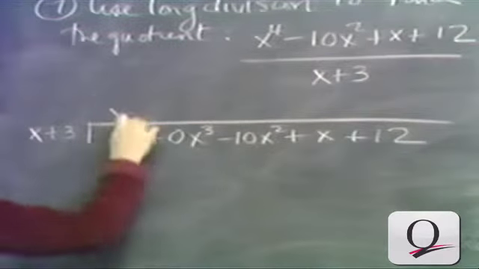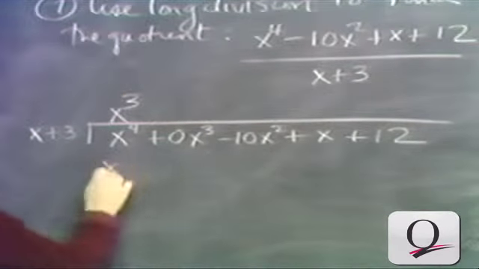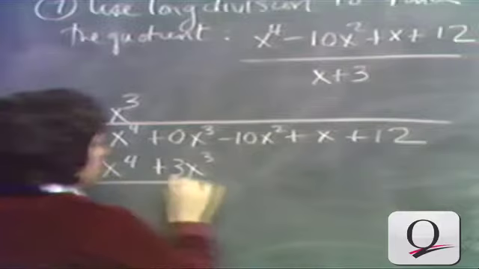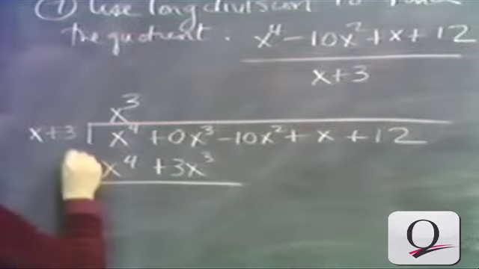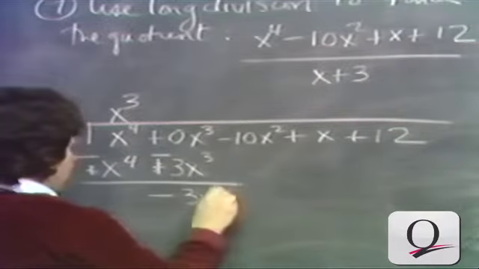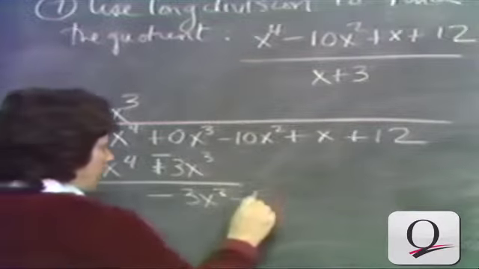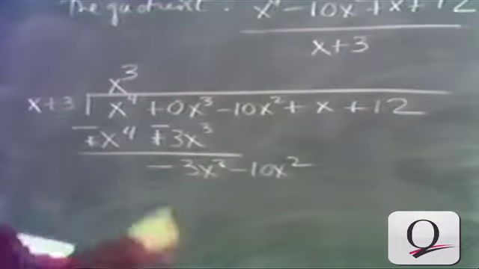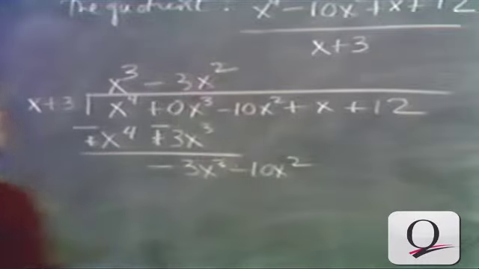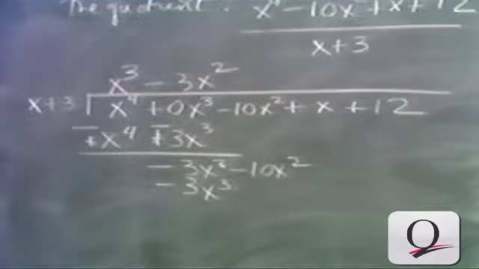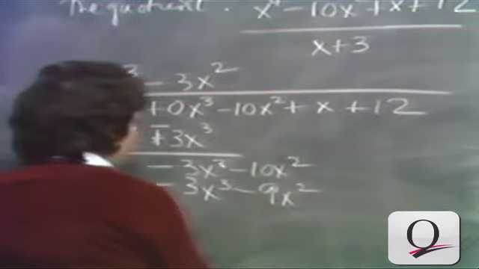X into x to the 4th goes x cubed times x, that's x to the 4th. X cubed times 3, that's 3x cubed. Subtract, changing the signs, and adding, we wind up with minus 3x cubed. Bring down the next term, minus 10x squared. X into minus 3x cubed goes minus 3x squared times. Minus 3x squared times x gives us, of course, the minus 3x cubed. Minus 3x squared times 3, minus 9x squared.